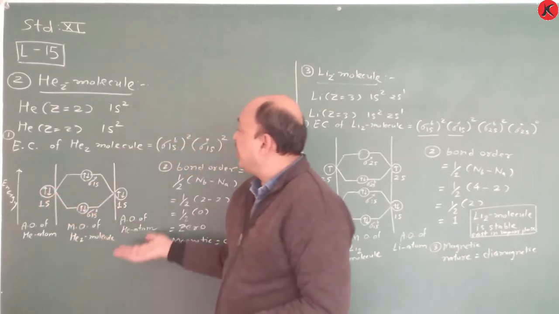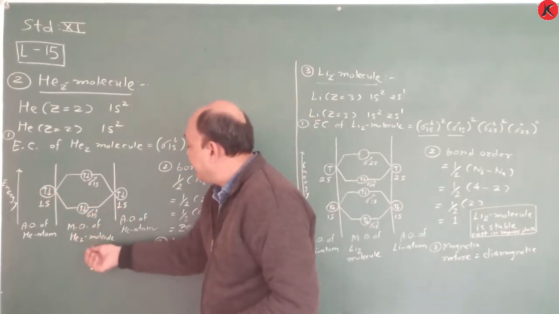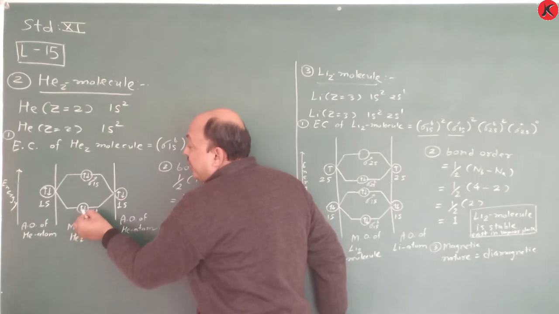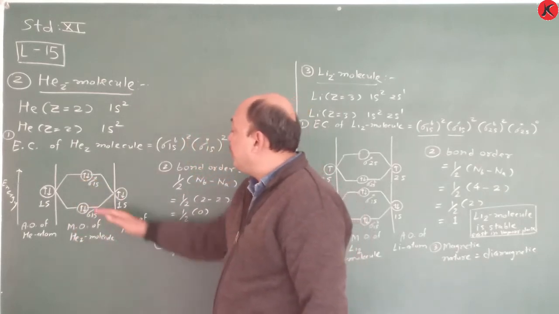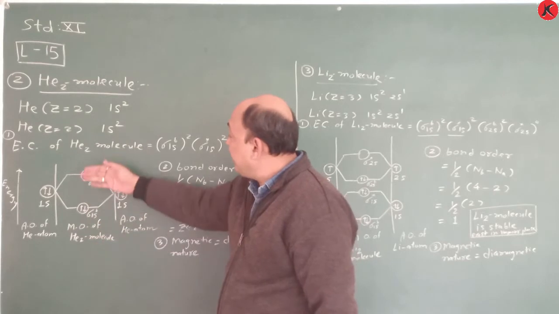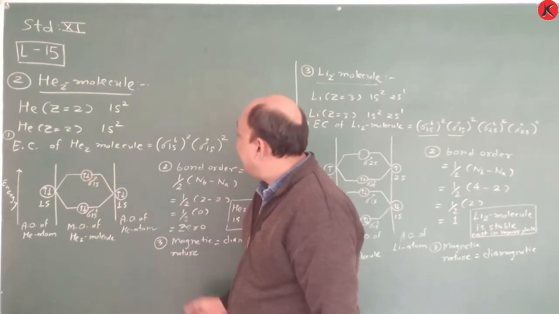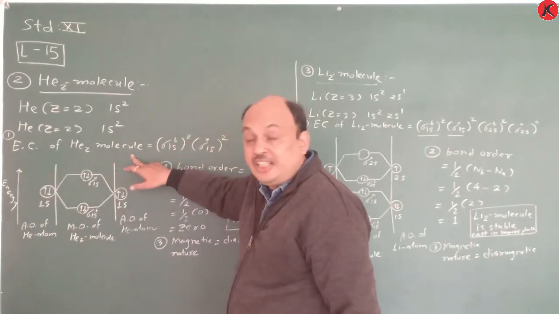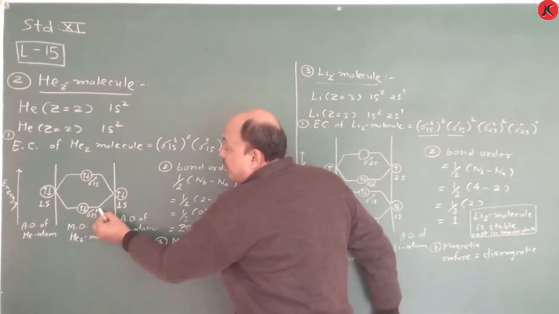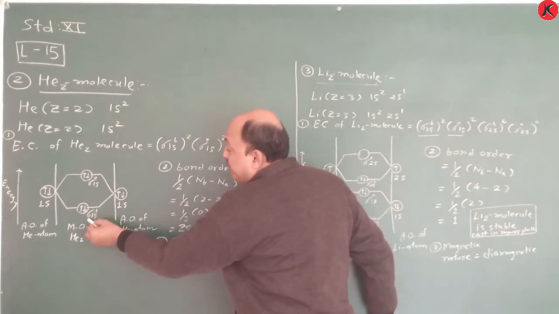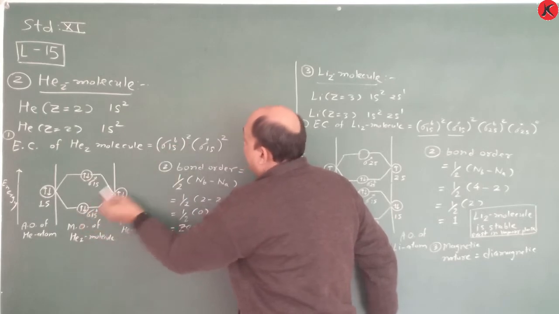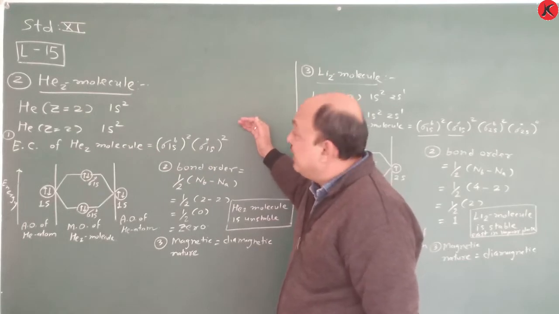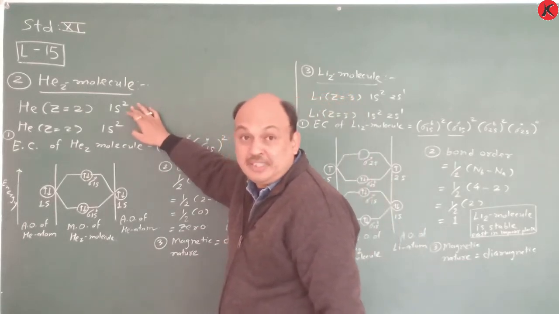When the molecular orbital of the He2 molecule is formed, according to that, 4 electrons are there. So 2 electrons here and 2 electrons here. That means 2 electrons are present in a bonding orbital and 2 electrons in an anti-bonding orbital, and that's why the electronic configuration of the He2 molecule is sigma 1s 2. Suppose you don't write B, then no problem. Sigma 1s 2, sigma star 1s 2. So this is the electronic configuration of the He2 molecule, and this is the electronic configuration of the He atom. Remember, this is the difference.